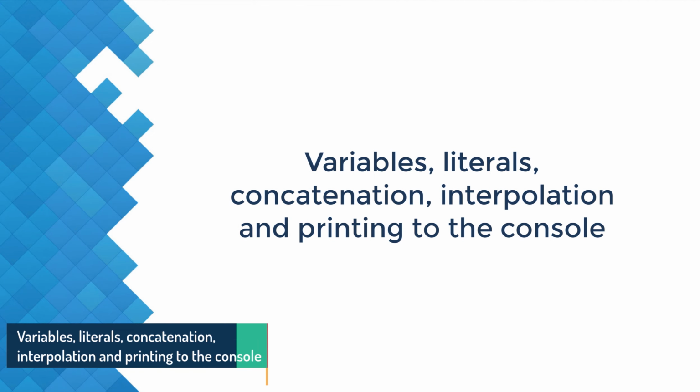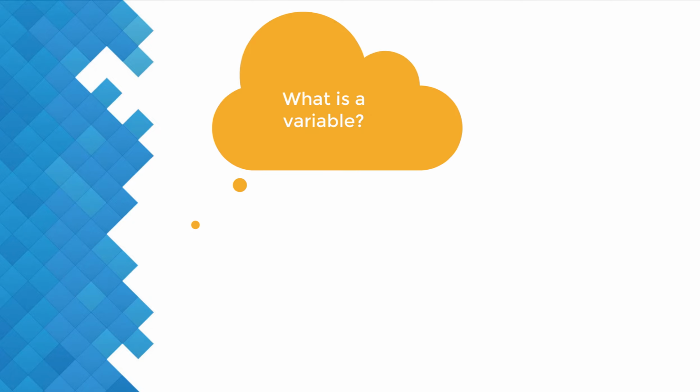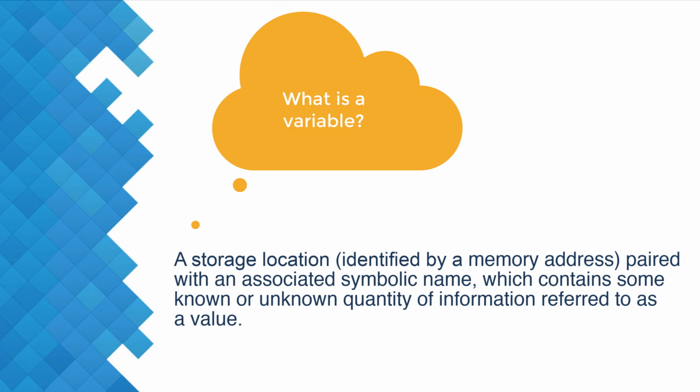In this video, we will look at variables, literals, concatenation, interpolation, and printing to the console. A very important concept to understand in any programming language is the concept of a variable. In programming, a variable is a storage location identified by a memory address, paired with an associated symbolic name which contains some known or unknown quantity of information referred to as a value.